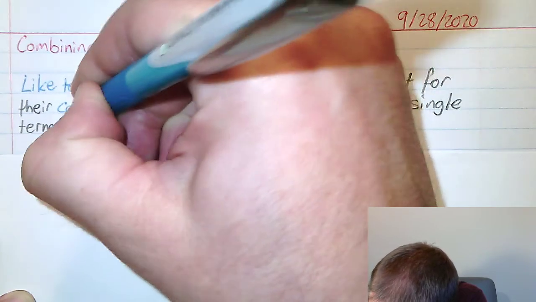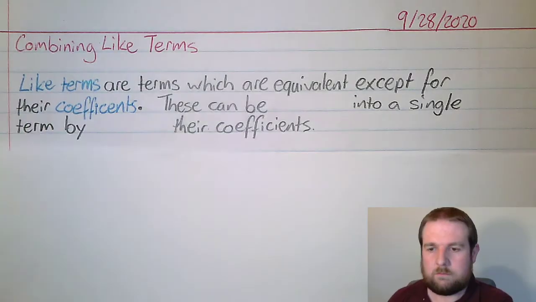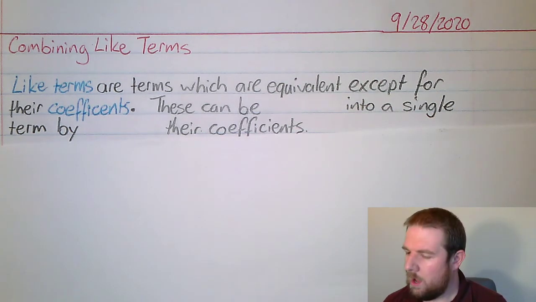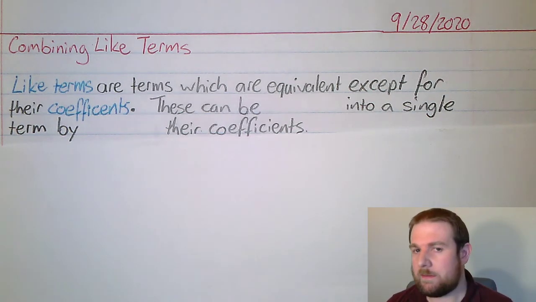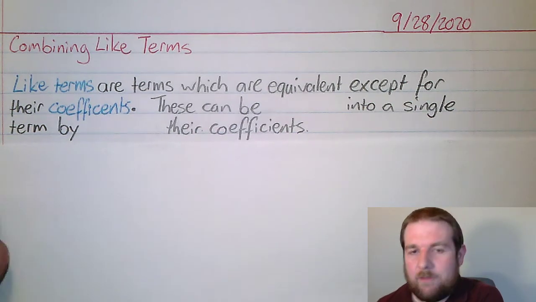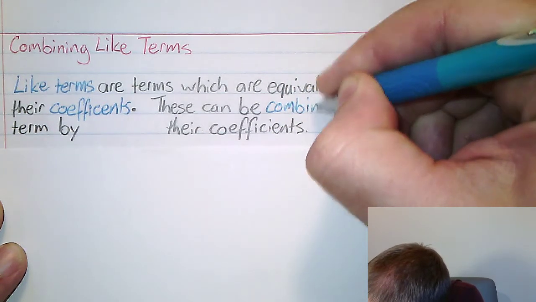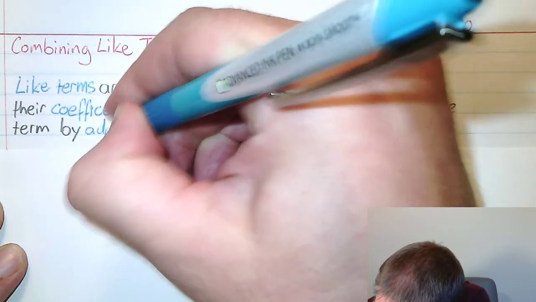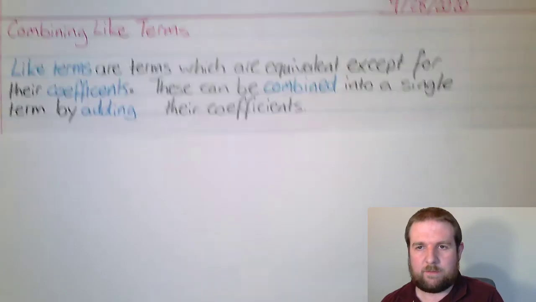So if you remember, we said that terms have the constant multiplying part, we call those coefficients, but those are multiplying the variable parts of the term. So basically, like terms are like terms if they have matching variables. The coefficients don't have to be the same, but the variables do. When we have like terms within one expression, we can combine them. So these can be combined into a single term by adding their coefficients. So let's look at a handful of examples of this.